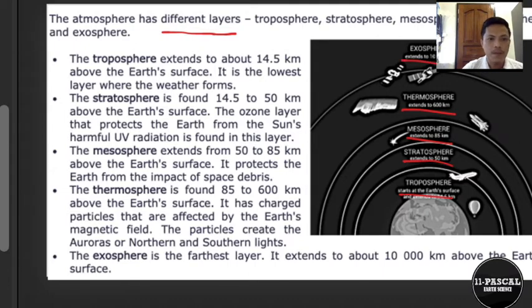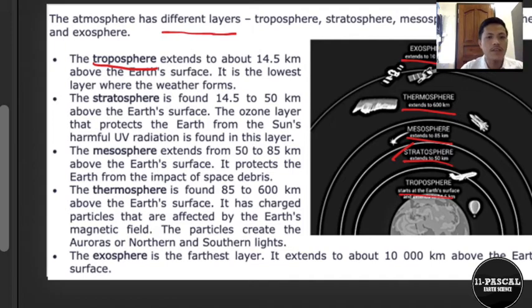So what is the troposphere? The troposphere extends to about 14.5 kilometers above the Earth's surface. The main importance of this one is that it is where the weather forms. If you see that the weather right now is a bit cloudy, you can see the clouds at this part of our atmosphere, the troposphere. Then we have the stratosphere, found 14.5 to 50 kilometers above the Earth's surface. The ozone layer that protects the Earth from the sun's harmful UV radiation is found in the stratosphere. You can see the ozone layer here.